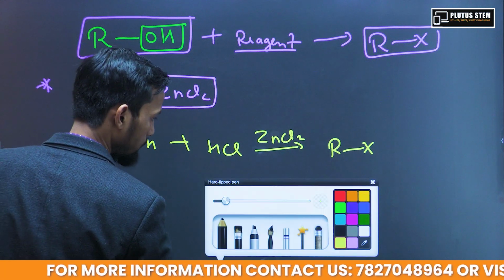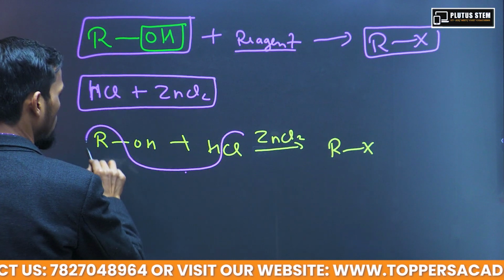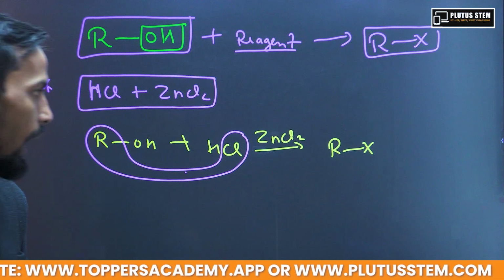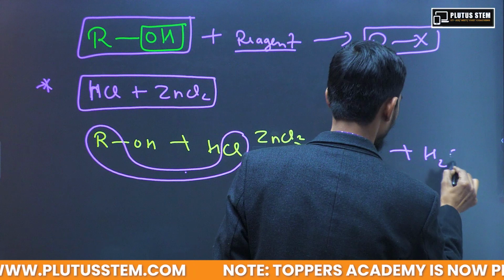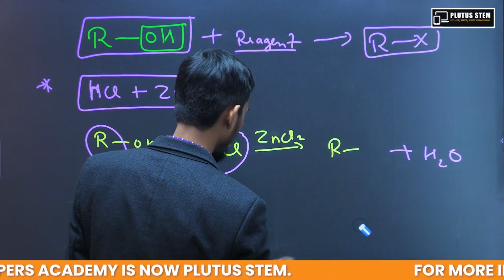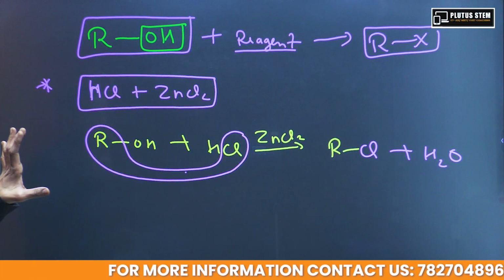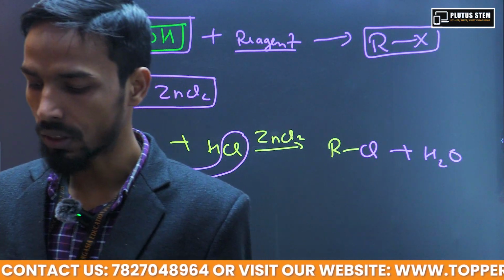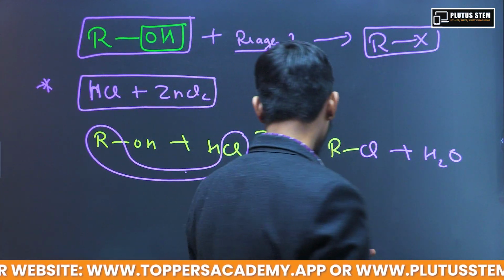In the simple way, we can see RX here and H2O, water. If we have taken Cl here, we can also write Cl here. So this is the general equation. How is this reaction proceeding? We need to go into the mechanism of this reaction.